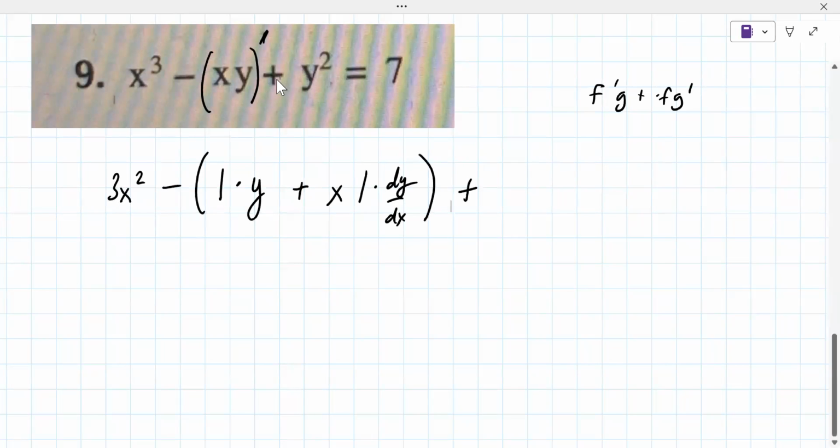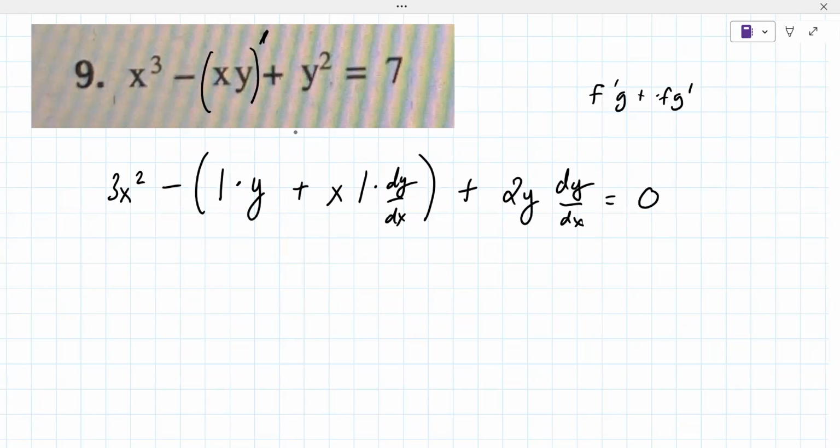Plus, now we're up to the plus here. The derivative of y squared, you treat it like it's x squared, that's 2y, but you always pair it with the dy dx, equals 0. So anytime there's a y now, we pair it with a dy dx when we take its derivative.